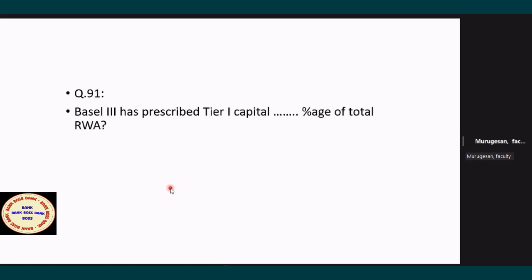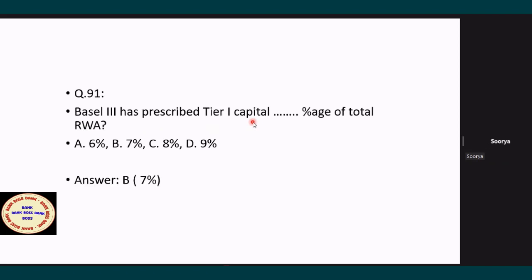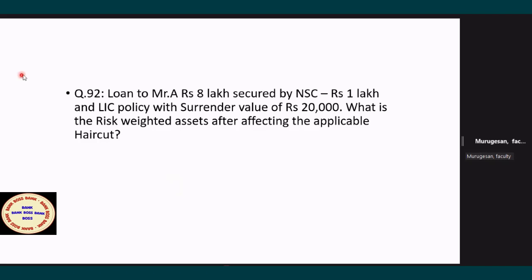Okay, now 90 over. 91. Basel 3 has prescribed Tier 1 capital as dash percentage of total RWA. What is the risk-weighted asset? Tier 1 capital should be how much? 7. Tier 2, 2. CCB 2.5. Now one more question.